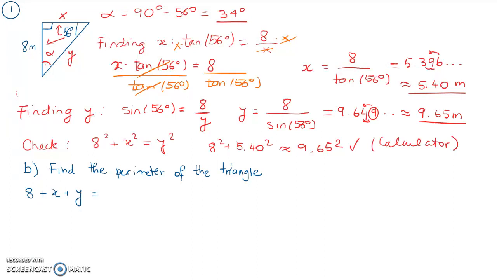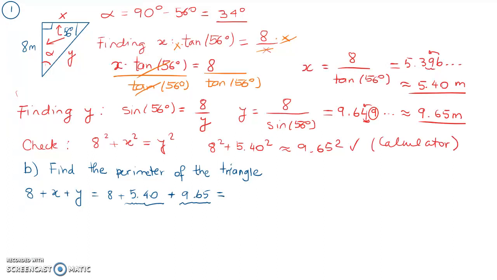We may be tempted to write the approximations of the values that we found for x and y and sum them to 8, and that's it. We'll see how this is not precise. So let's try this. So we'll be saying 8 plus 5.40, and here you know this is not an exact result, it's an approximation, plus 9.65, and again this is just an approximation.